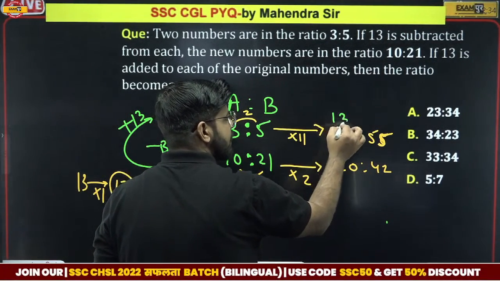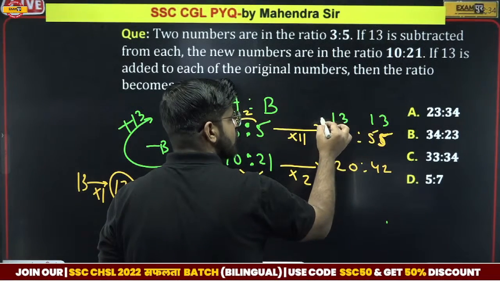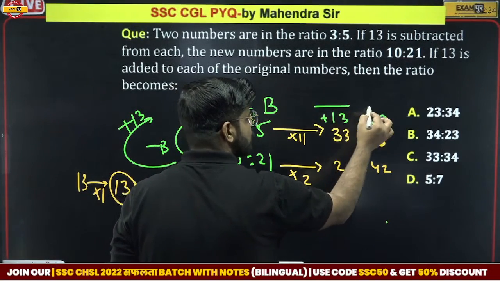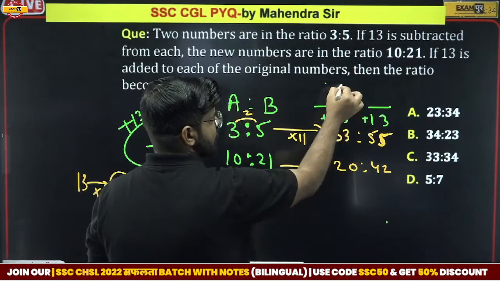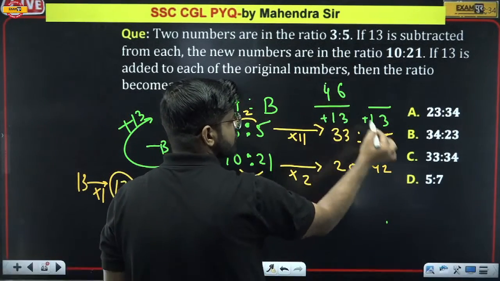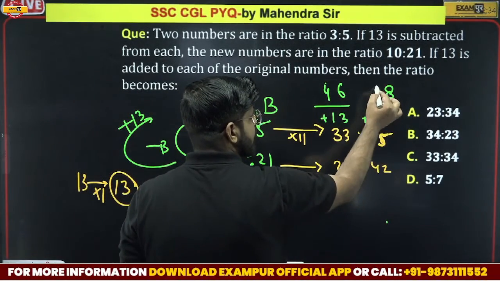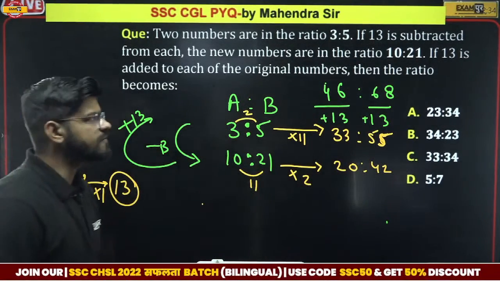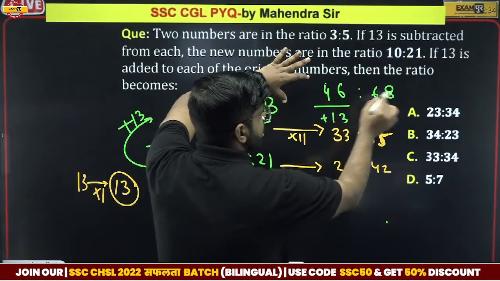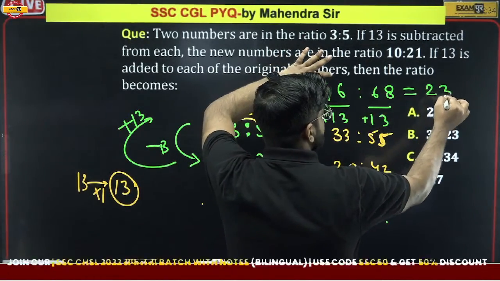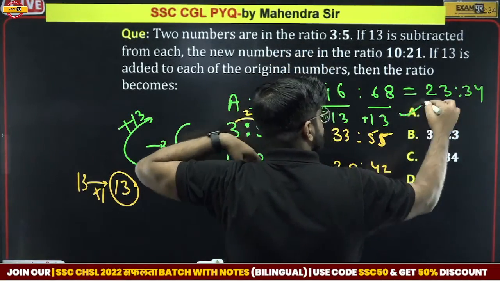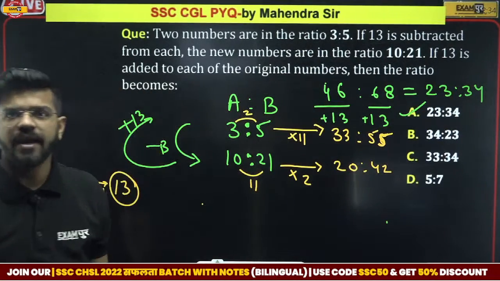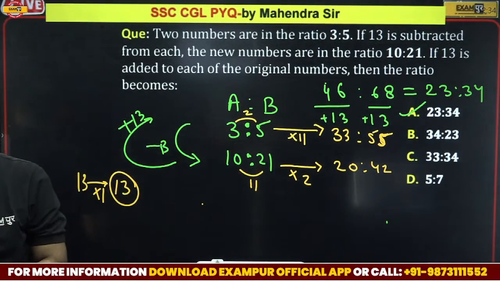After adding 13 to both of these, the new numbers we are getting here are 6, 4, 8, 6. Now we have to find the ratio of these two. Divide by 2 both the sides, you will get 23 and 34. Option number A is my right answer.